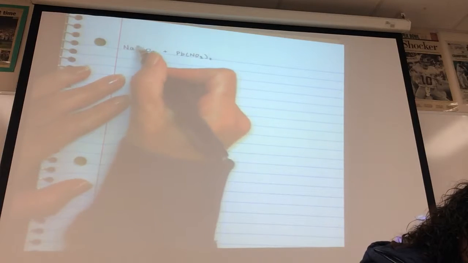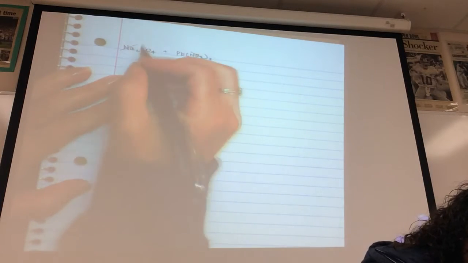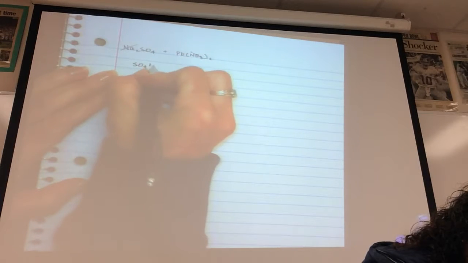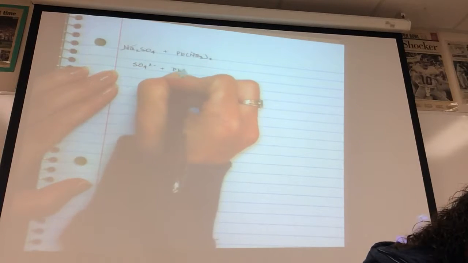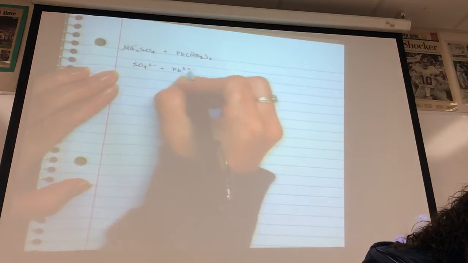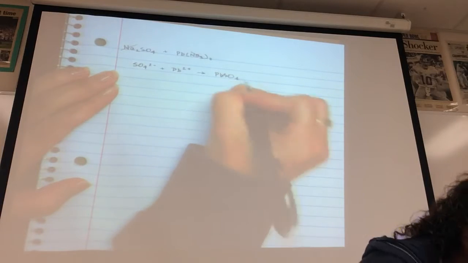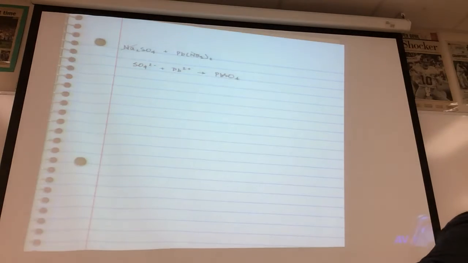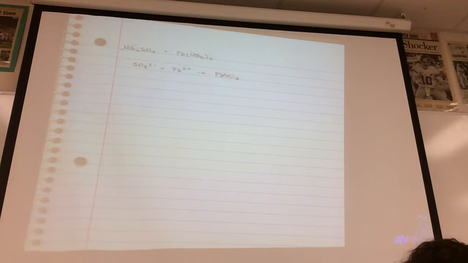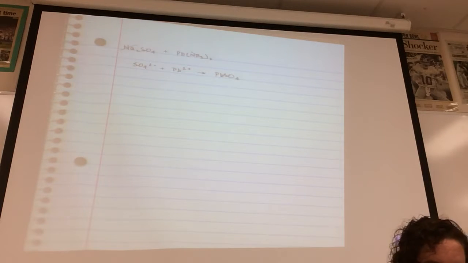We said sodium's group 1, nitrate's always soluble, and your net ionic equation will be sulfate ion plus lead 2 ion generates lead 2 sulfate. Now in this class, sometimes you generate certain products that then react further in that they may decompose. And that's what we want to look at very briefly here.